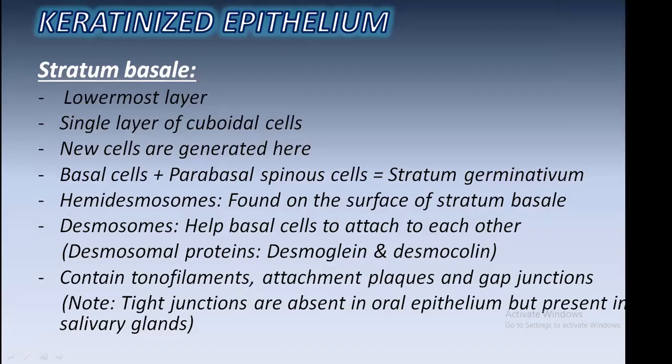Something to note is tight junctions are absent in the oral epithelium. Just like gap junctions, there is an attachment facility called tight junctions. It is absent in the oral mucosa, but it is present somewhere else, that is the salivary glands. Tight junctions are absent in the oral epithelium, but they are present in the salivary glands.